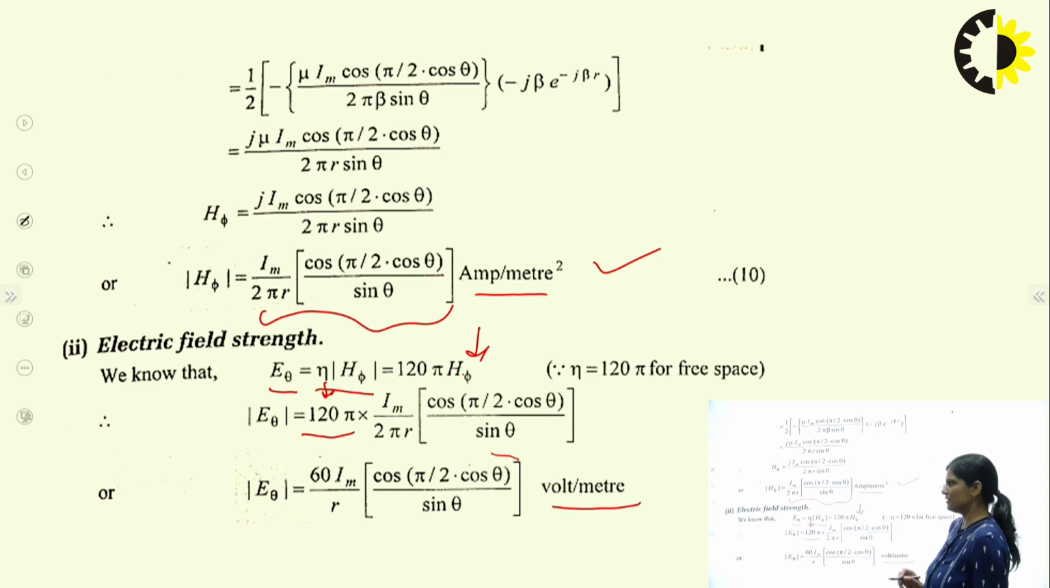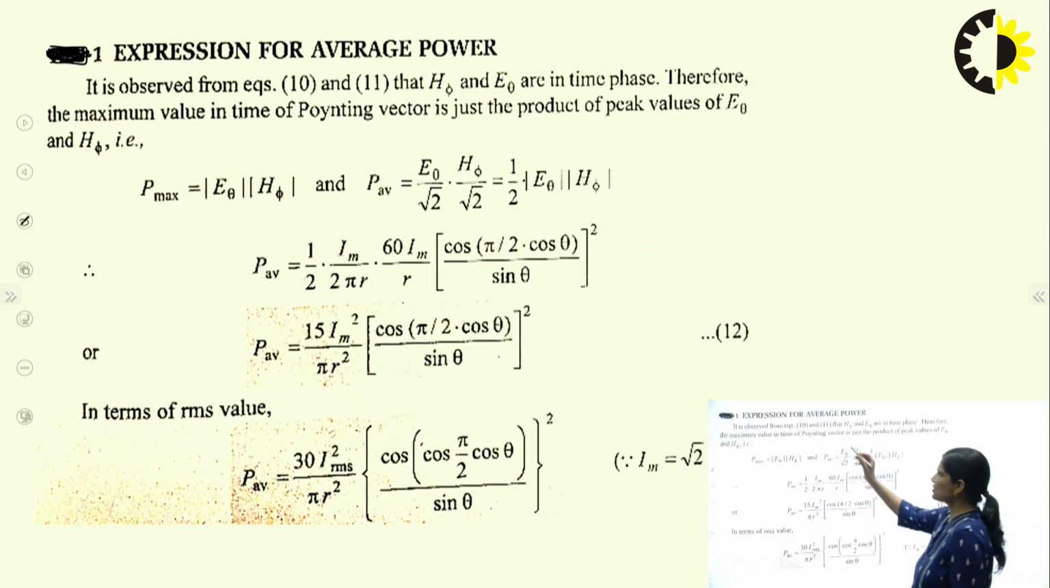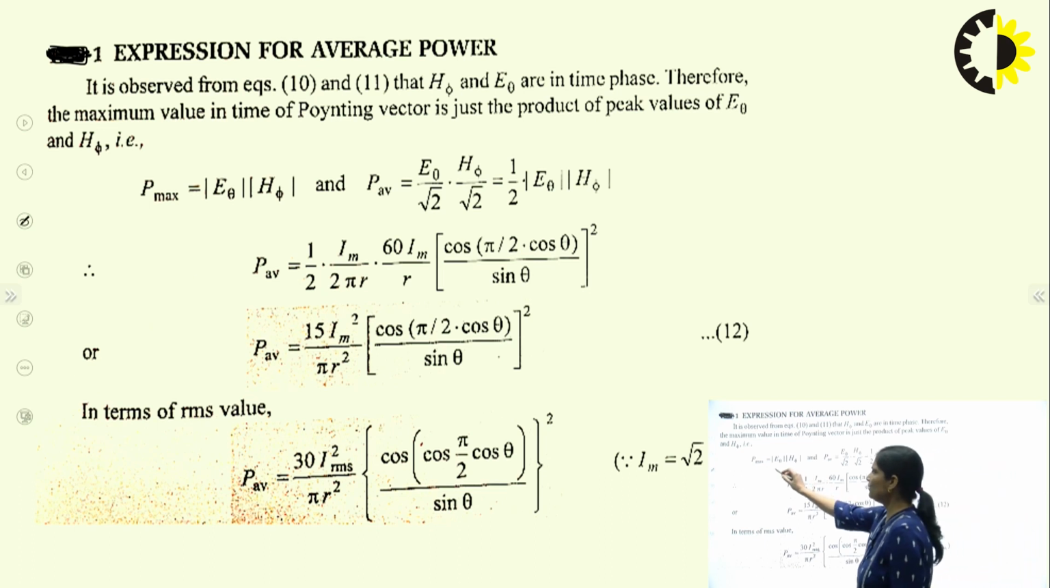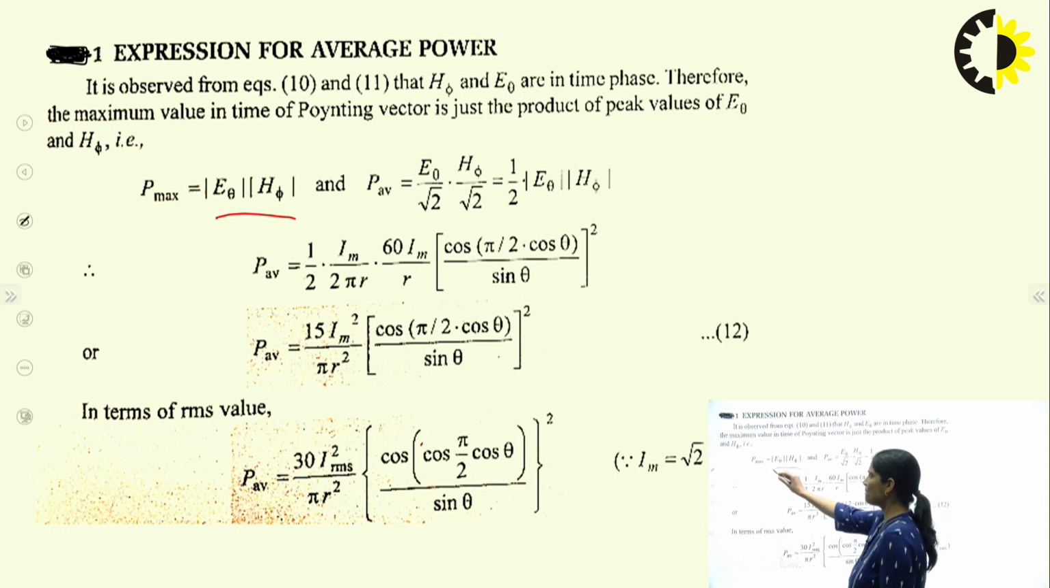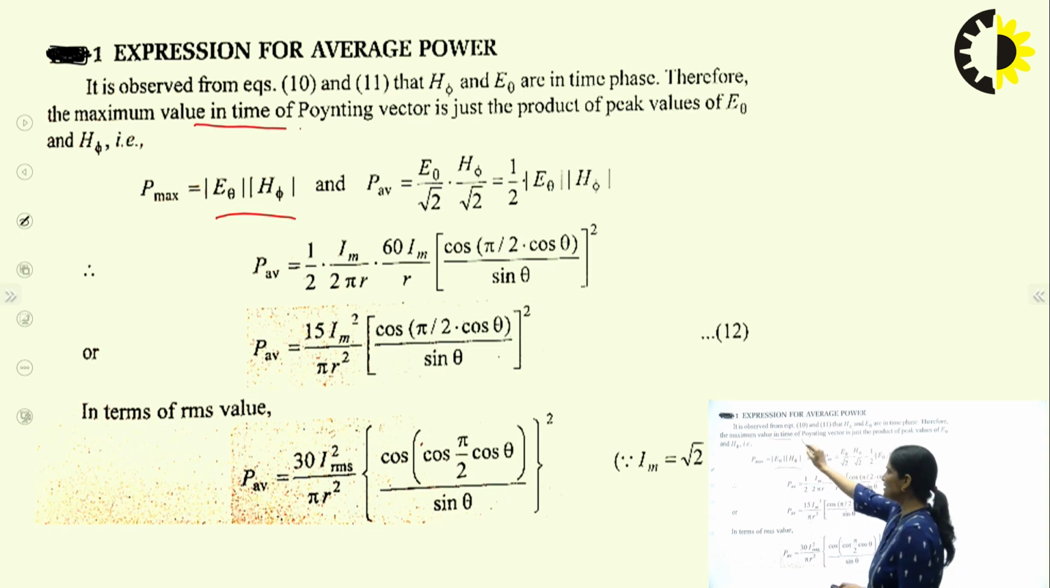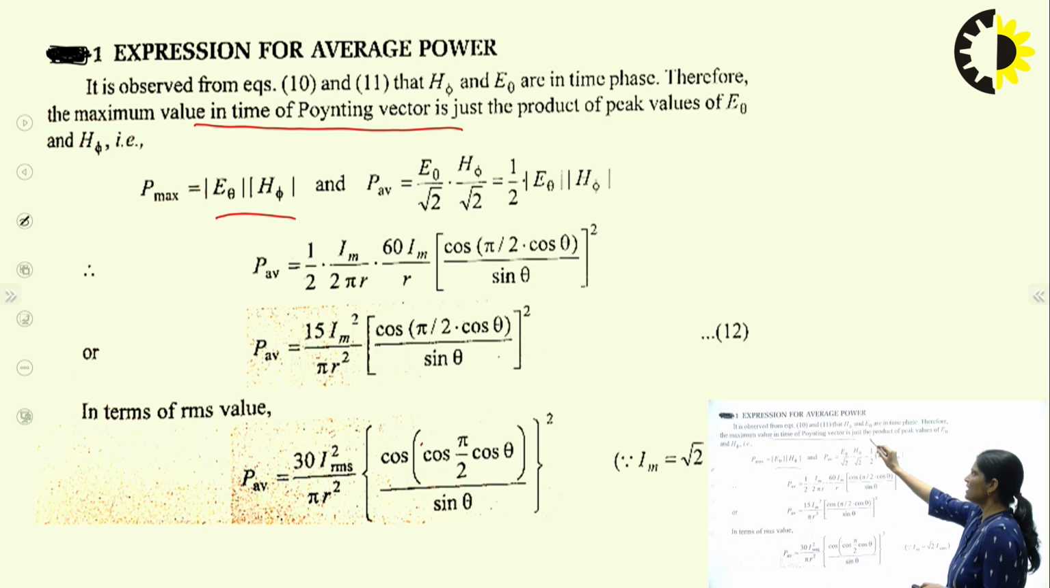This is your E theta. Now the expression for average power. So the electric field is calculated and the magnetic field is calculated. So power is equal to E into H. Here you have to find the maximum power. The maximum power in terms of the Poynting vector is just the product of the peak values of E theta and H phi.